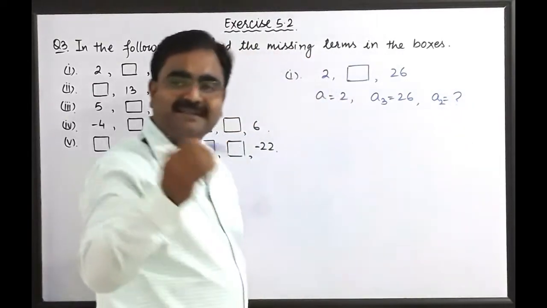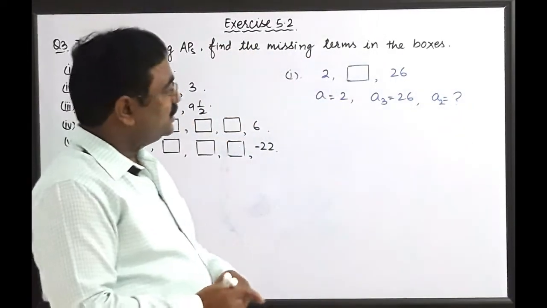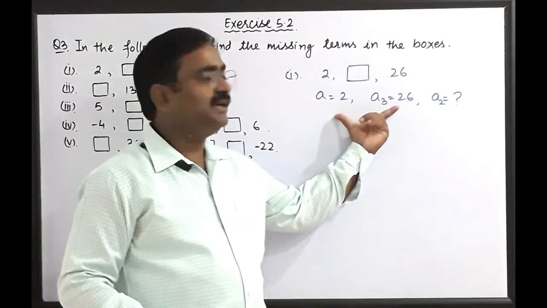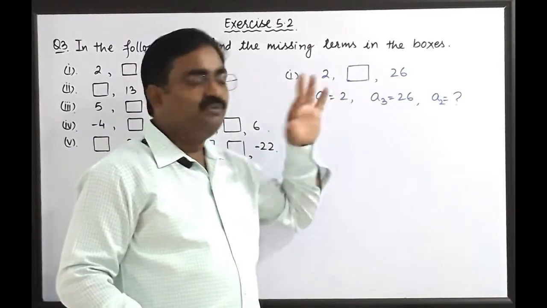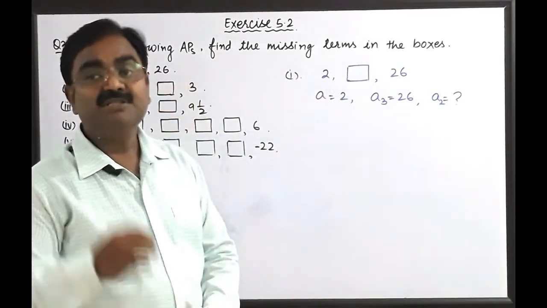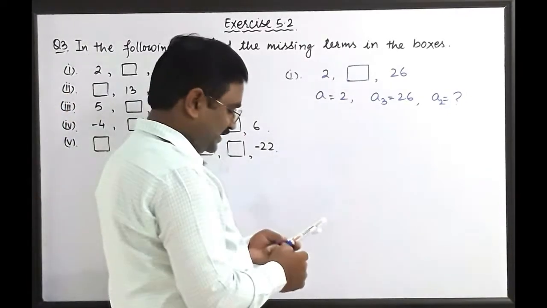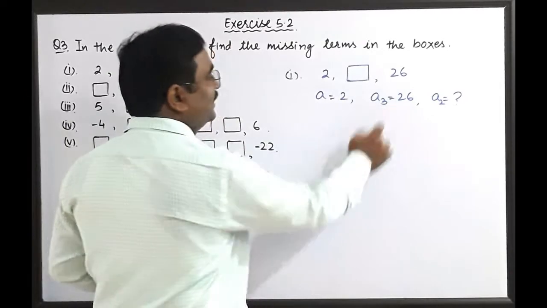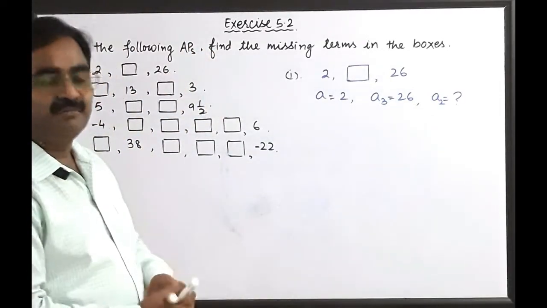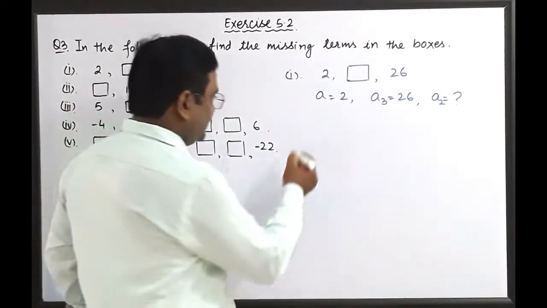Second term हम find कर रहे हैं, ठीक है? तो based on this concept, पहले तो हम क्या find करेंगे? The value of d, the common difference. चलो, as a is given 2 and a3 is given 26, so we have to take the help of a3, the third term.